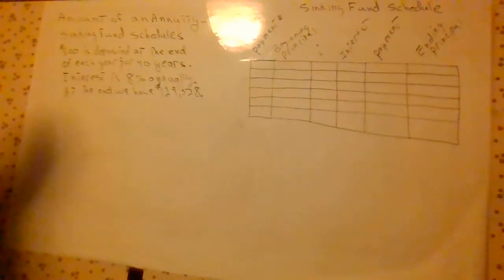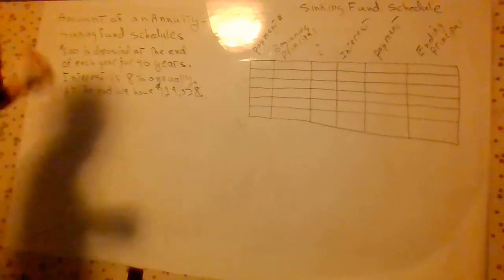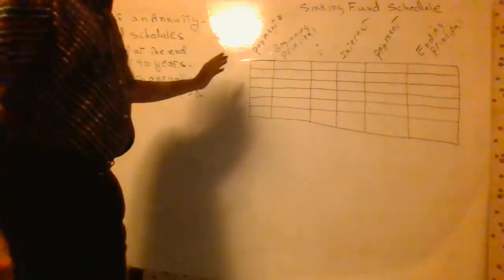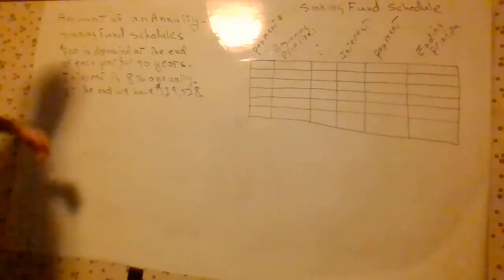Welcome back. Amount of an annuity, sinking fund schedules. The sinking fund schedule is just a record of how our money accumulates if we put money away periodically, like at the end of each month or at the end of each year. We looked at this problem before.